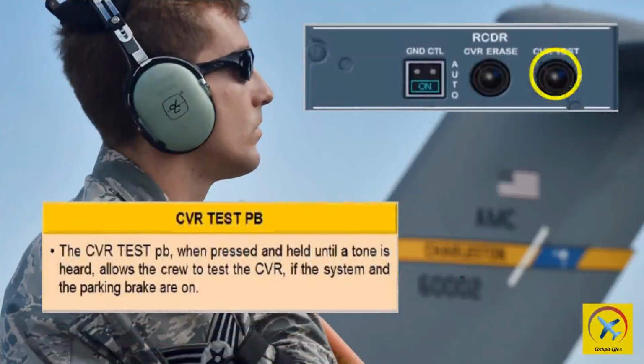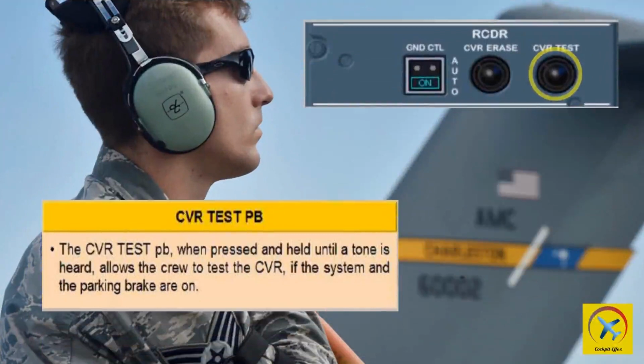When pushed and held, the CVR test is activated provided the CVR is energized and the parking brake handle is on. During the test, a low frequency tone is heard through the cockpit loudspeakers.